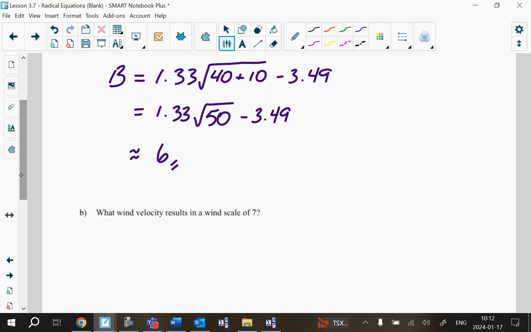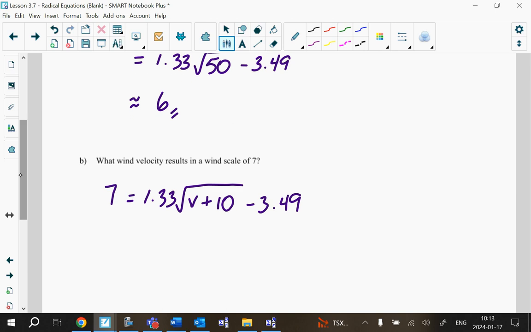Work backwards, or solve. So this time I'm given B is 7, which is equal to 1.33 times the square root of V plus 10, minus 3.49, where V is the unknown, and I have to solve for V. So this is a radical equation. Well, I know it's going to be faster than 40 kilometers an hour. Why? Because in the previous question, 40 kilometers an hour was a scale of 6. This is a scale of 7, so it's obviously going to be a little bit higher. But we don't know how much until we solve.